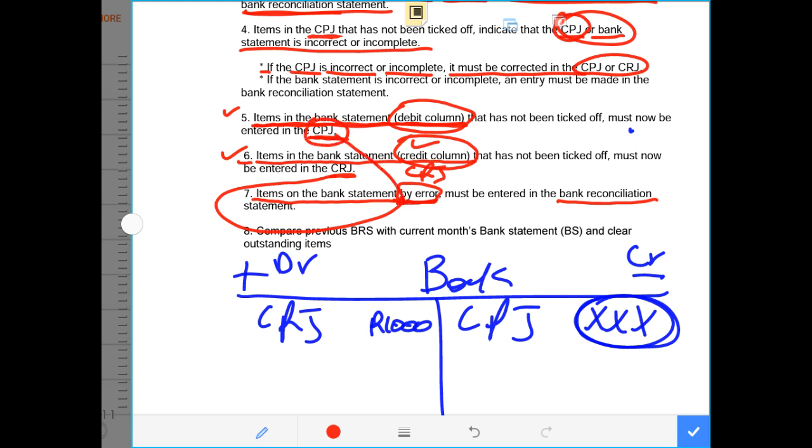It was by error that it was there. It must be corrected or entered in the bank reconciliation statement. That's exactly what I just explained under number 5 and under number 6.